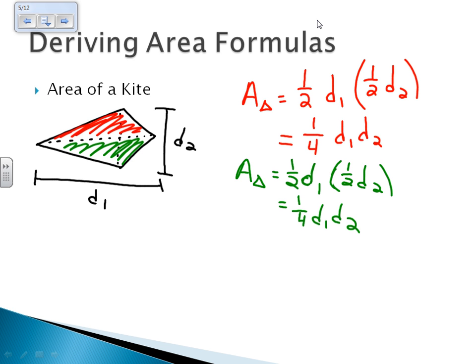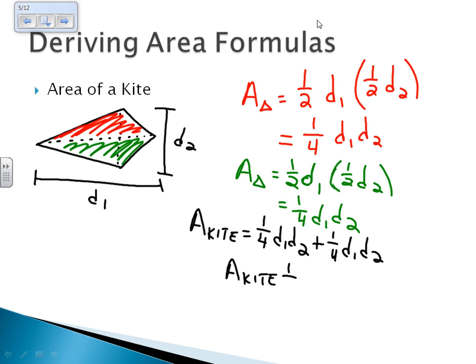Last thing is to put them together, so the area of the kite is equal to the red triangle, 1/4 D1, D2, plus the green triangle, which is 1/4 D1, D2. Notice that these have the same variables, D1, D2. Because they have the same variables, they're like terms, so we can add them. A fourth plus a fourth would give me 2/4. What is 2/4? A half. So the area of the kite is 1/2 D1, D2. Okay? So once again, break it into small triangles and then do some algebra to put it together.